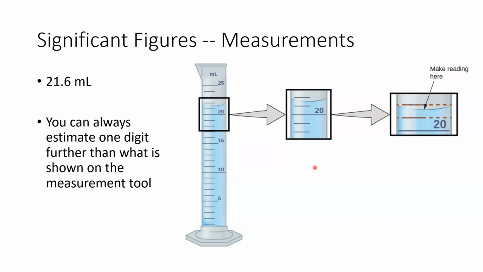But in this case, I would say that's something like 21.6 milliliters, because if we look at the one on the right here, it's again in between 21 and 22. But to me, it looks like just a smidge closer to 22. So rather than 21.5, I'll just put 21.6. And then again, we've got the unit here because we've got milliliters.